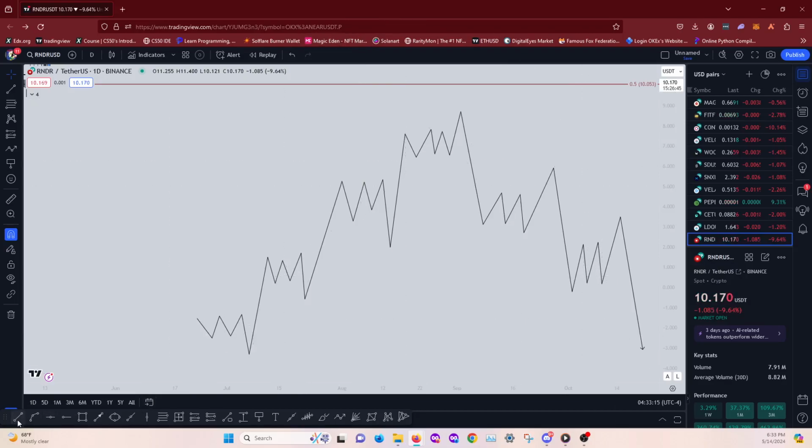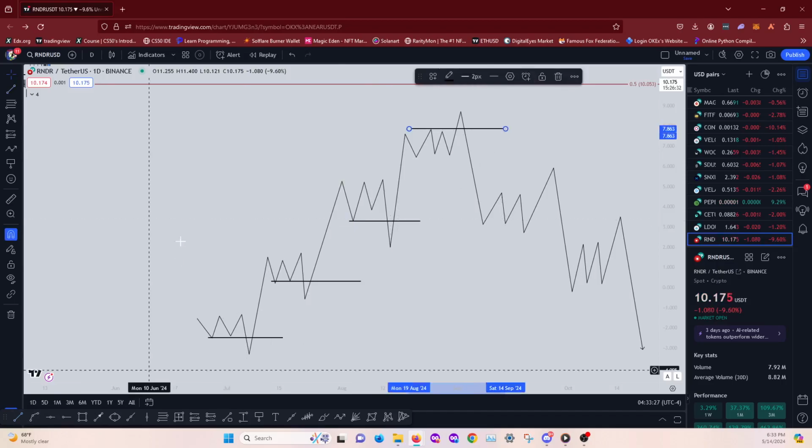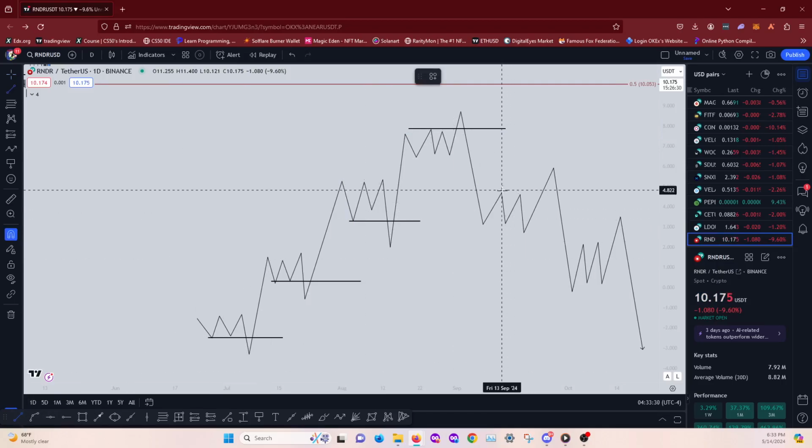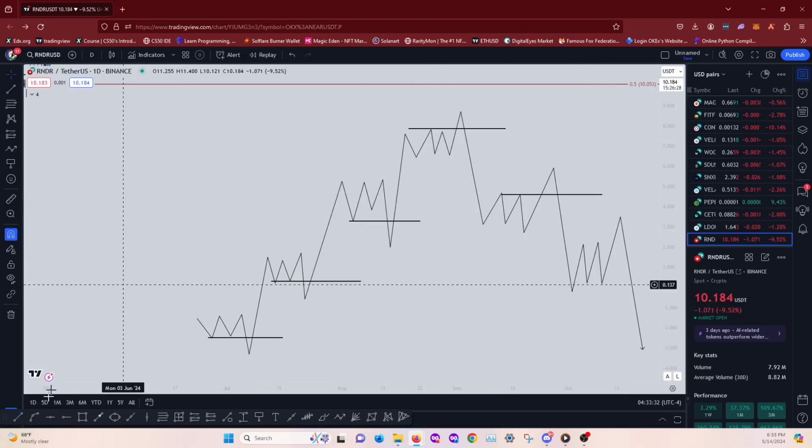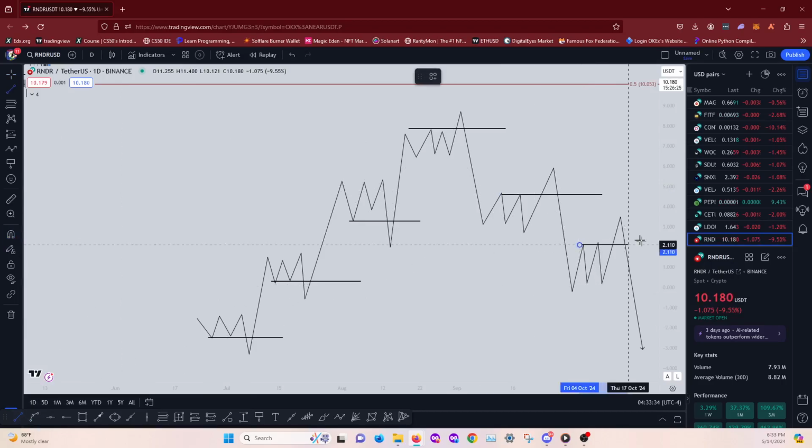Hopefully that makes sense, my dudes. Sell side sweep, sell side sweep, sell side sweep, buy side sweep, buy side sweep, buy side sweep.